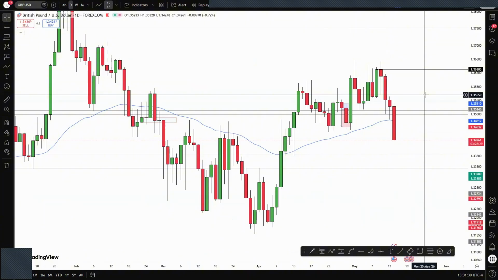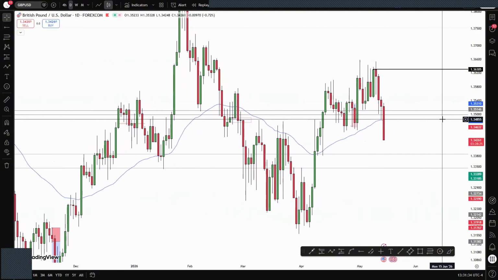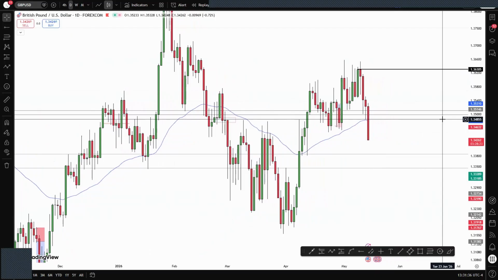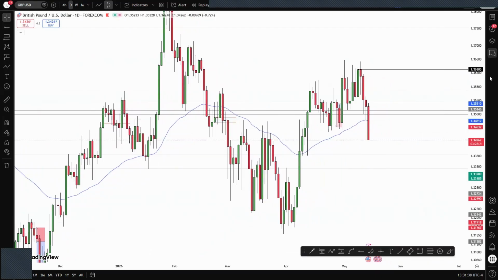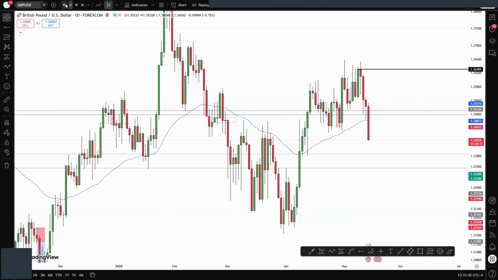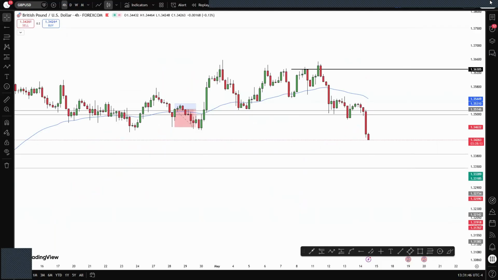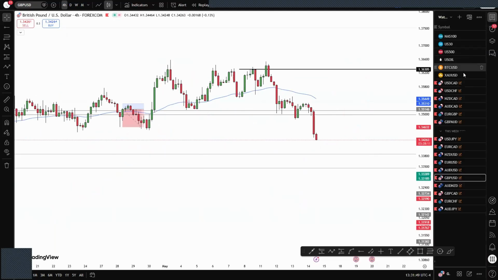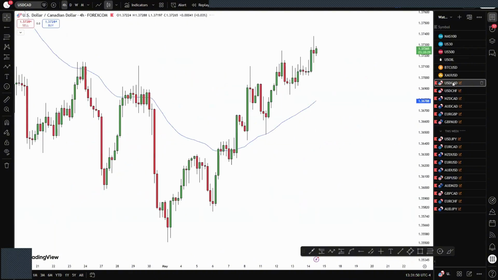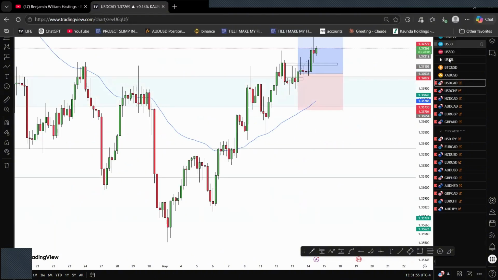Yeah, so I think I'll end here for now, and in the next session we might talk about the other pair. But for now, this is how our trade is playing out, and I'll see you guys.